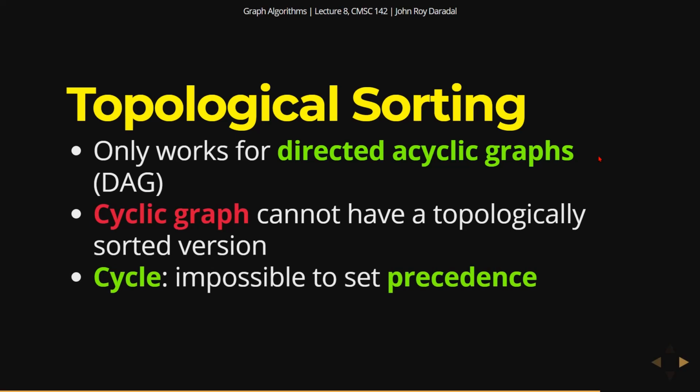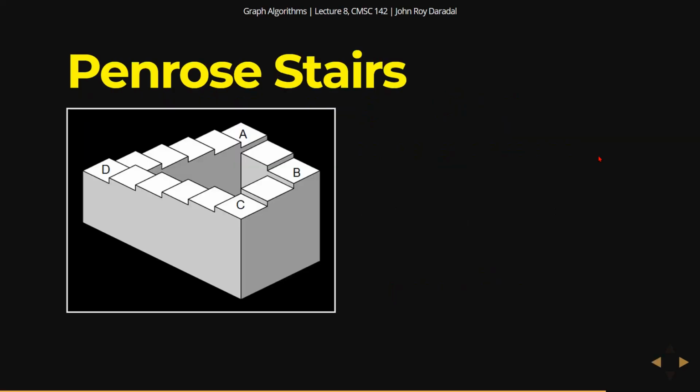So if there is a cycle, it would be impossible to set the precedence of the nodes, right? Just like, for example, if you've seen this already, the Penrose stairs. A seems like the top because it goes down to B, then B goes down to C, then C goes down to D, but D also goes down to A. So we don't know which one is the highest level of the stairs, right? So it's impossible to set precedence.